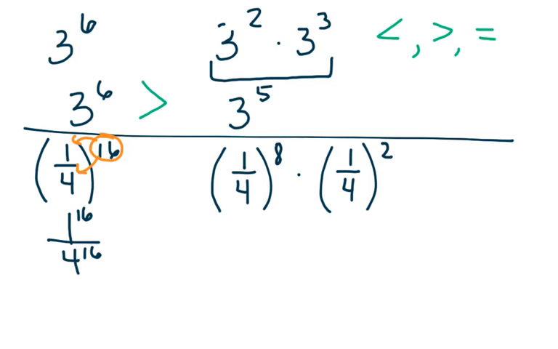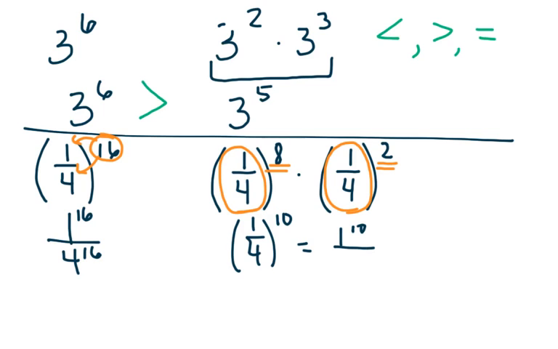On the other side, we have the same base. 1/4 is our base. So we are going to add the exponents, and we have 1/4 to the 10th. Then we would apply the power of a quotient property, and that would be 1 to the 10th over 4 to the 10th. Now, 1 to any power is simply 1. So we have 1 over 4 to the 16th power compared to 1 over 4 to the 10th power.